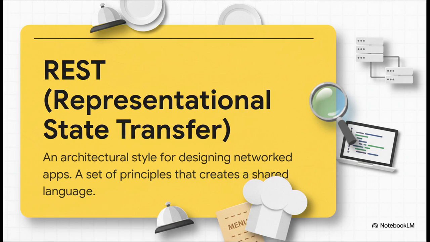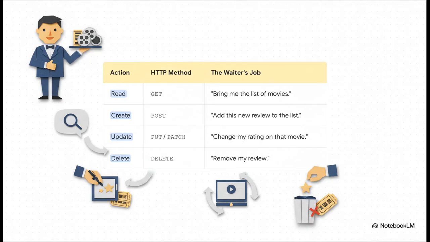Now, it stands for Representational State Transfer, but don't get hung up on the name. Just think of it as the official rulebook for our restaurant. It creates a consistent style, a standard menu of actions, so that every API understands every request in the exact same way. No confusion. And this is where it all clicks together so beautifully. This menu of actions maps directly to something called HTTP methods. If you just want to read some information, you use a GET request. It's literally like saying, hey waiter, get me the list of movies. Want to create something new? You POST it. Add this review to the list. To update an existing thing, you use PUT or PATCH. And to delete something, you guessed it, you use DELETE. It's so elegant and logical, right?